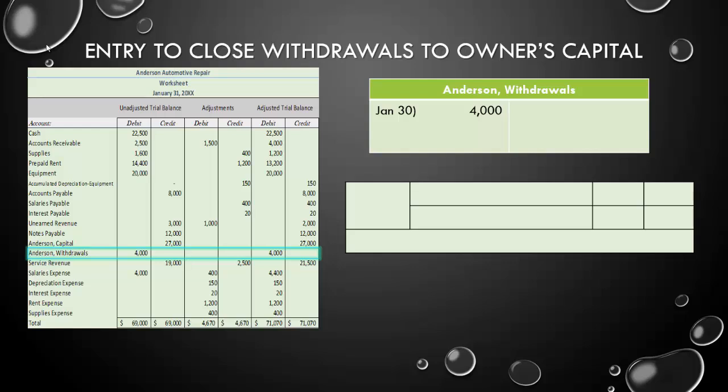How do we reduce it to 0? Withdrawals go up with a debit and down with a credit, which means we're going to have to credit this account for the same amount as its current balance, and doing so will reduce its balance to 0.